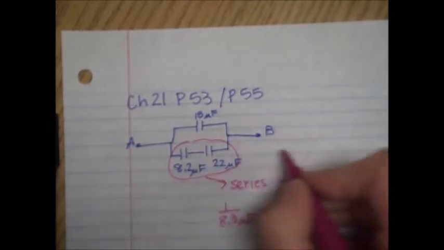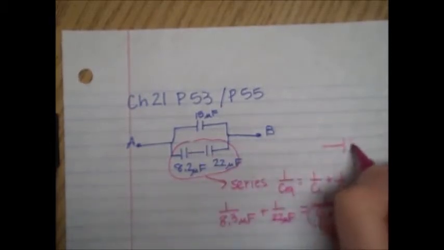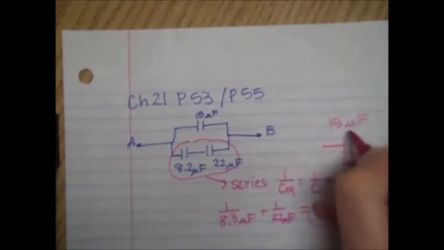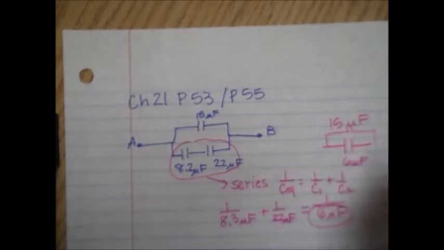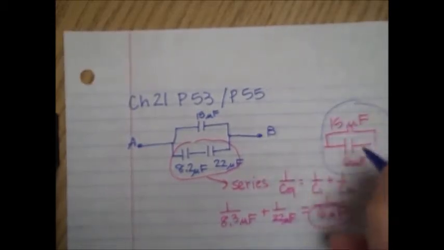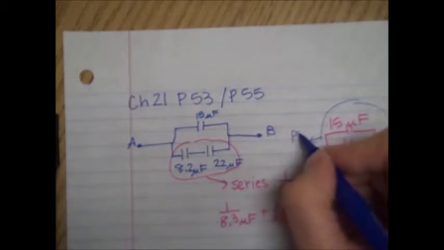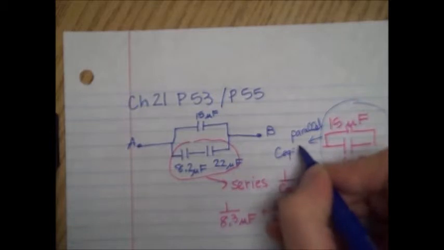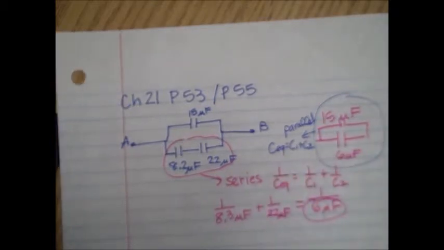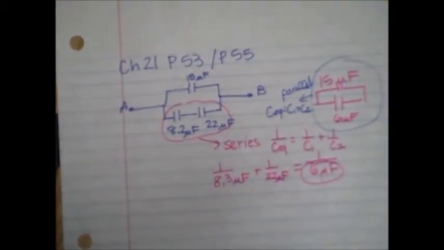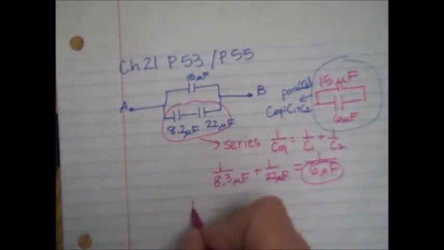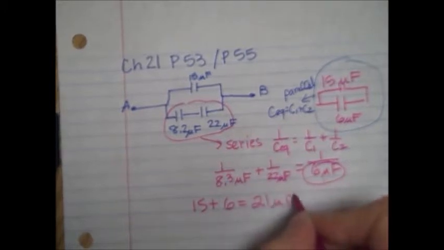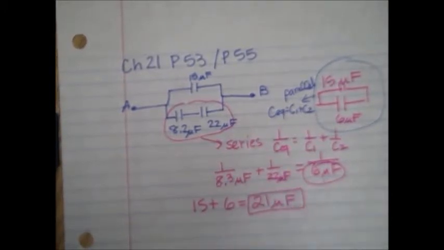And if this side is 6, or could be replaced with 6, and that's now in parallel with a 15, these two would add in parallel. And so the equivalent capacitance is C1 plus C2. And C1 plus C2 would be 15 plus 6. So the total is 21 microfarads.